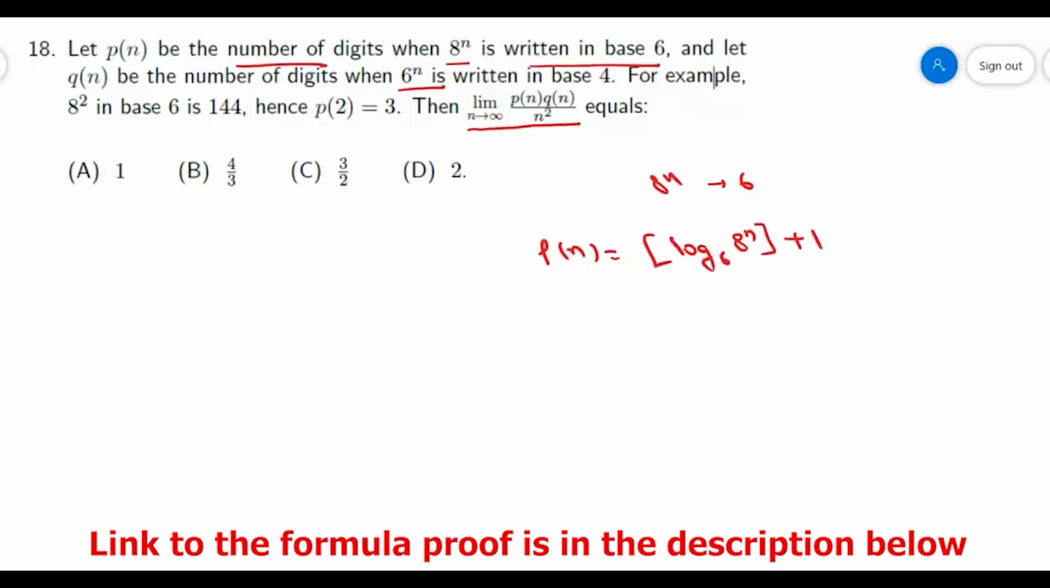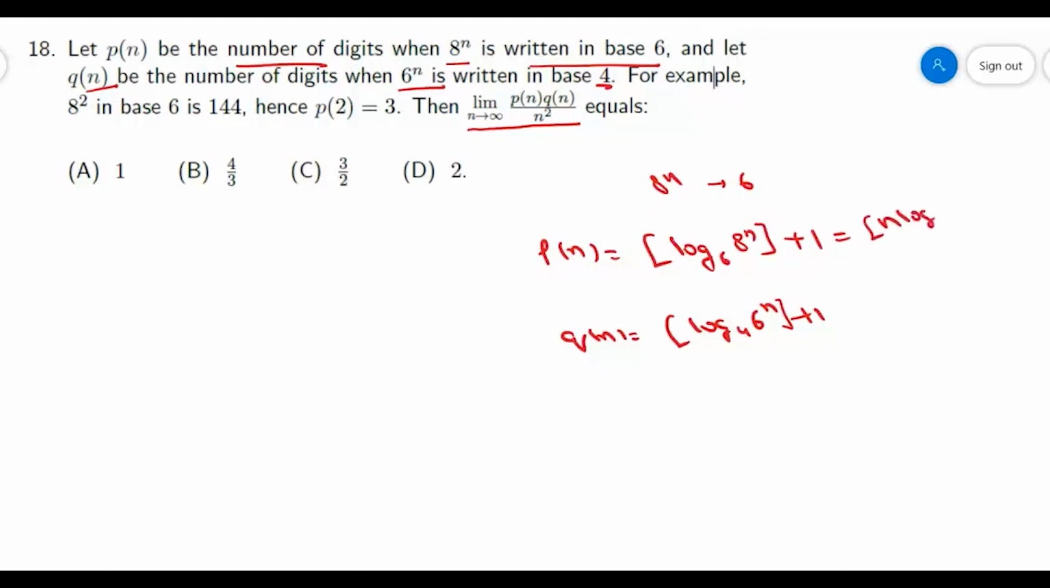In the same way, we can find the number of digits Qn when the base is 4. So Qn will be the greatest integer of log, where the base is 4 and the number here is 6 to the power n, and plus 1. So basically Pn is the greatest integer of n log 8 base 6 plus 1 and Qn is the greatest integer of n log 6 base 4 plus 1. Now we need to find this limit, which is the limit n tends to infinity of Pn into Qn upon n square.